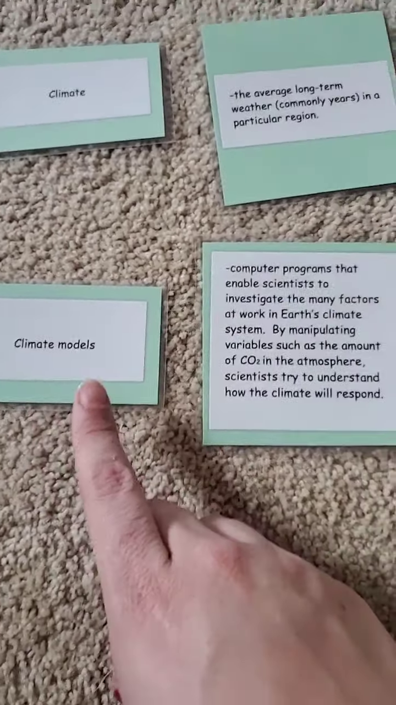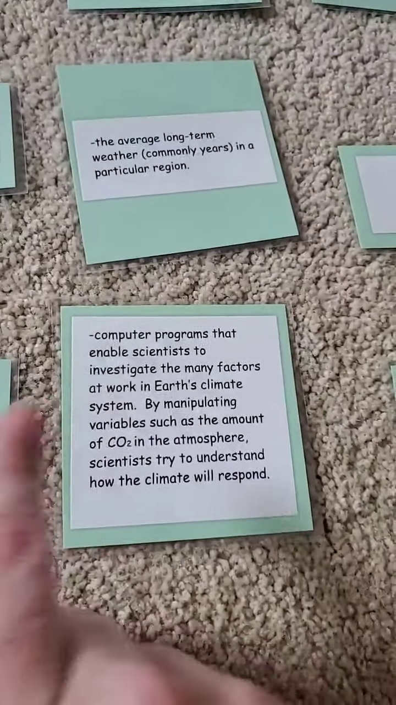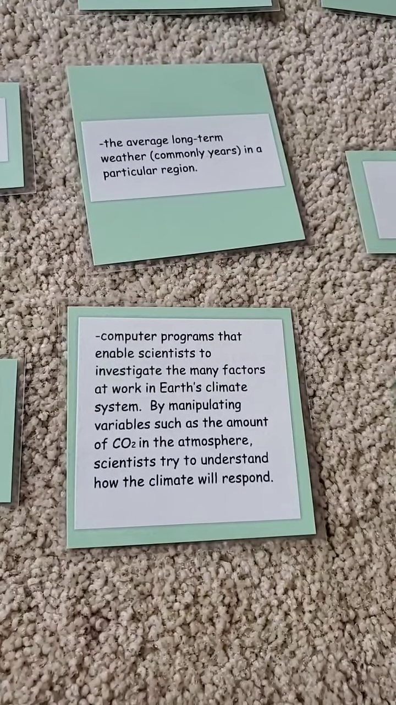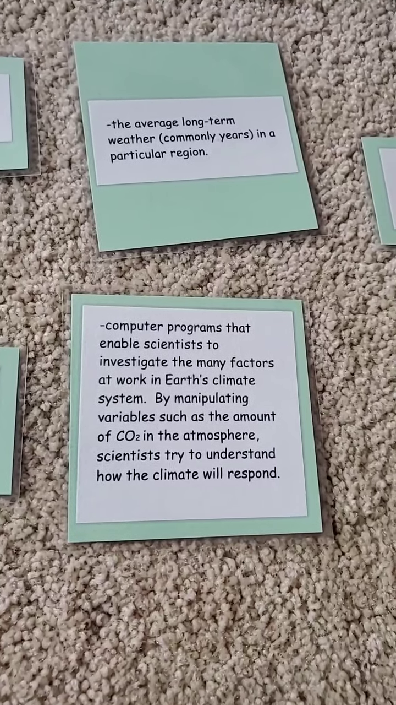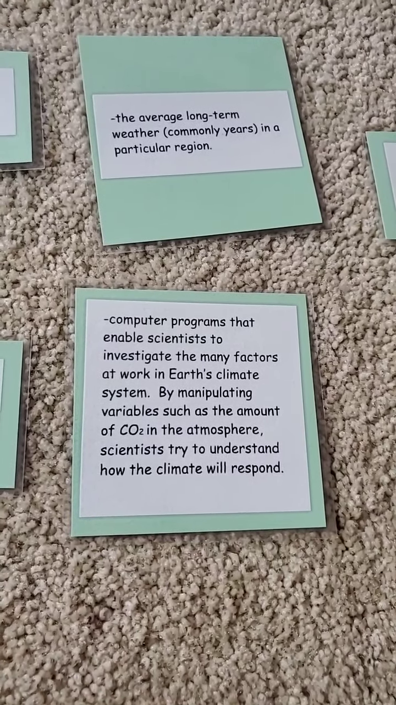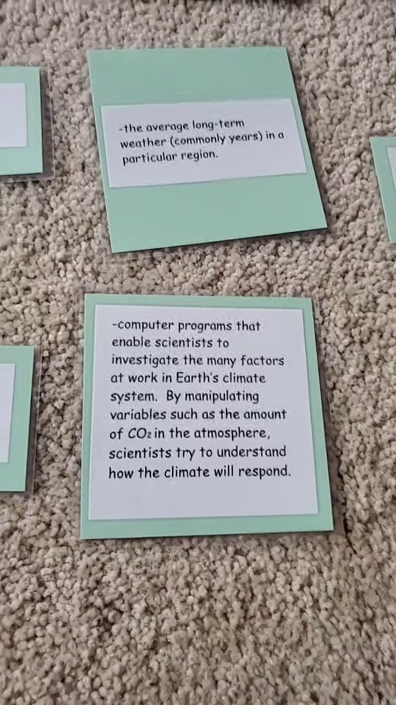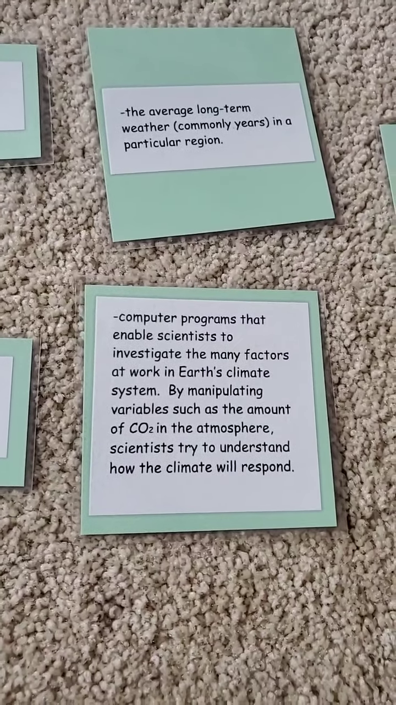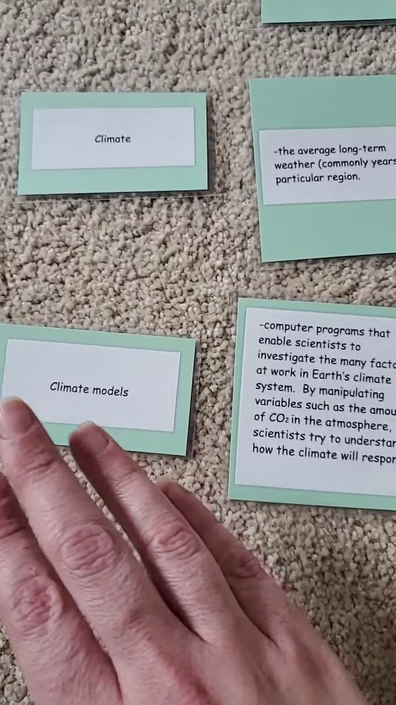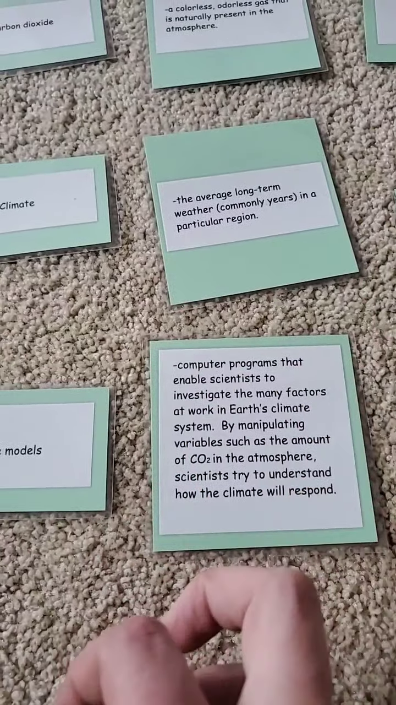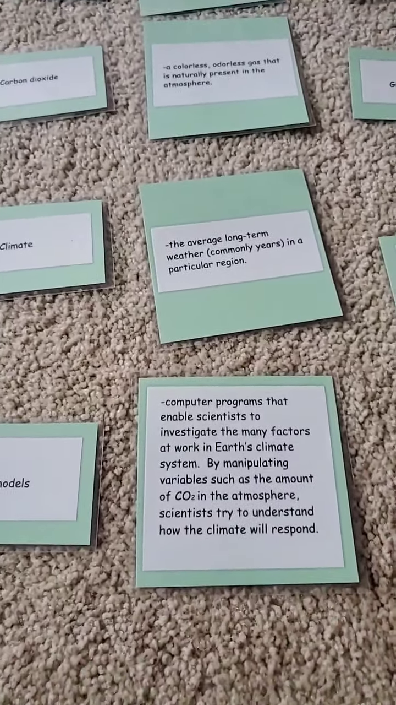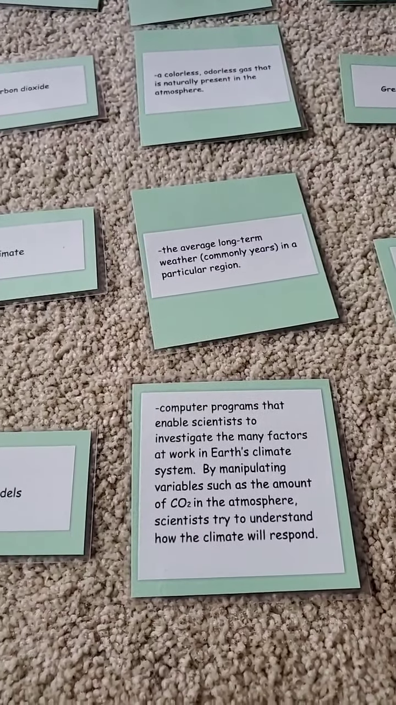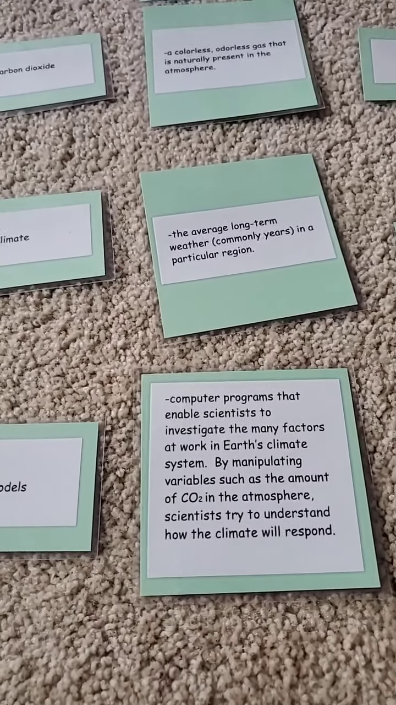So here we go. Climate models. A computer program that enables scientists to investigate the many factors at work in the Earth's climate system. By manipulating variables such as amounts of CO2 in the atmosphere, scientists try to understand how the climate will respond. And so these climate models are computer programs. They're constantly looking at the weather, trying to figure out how is this going to correlate to yesterday? How is this going to affect tomorrow? How is it different from last year? Things like that.